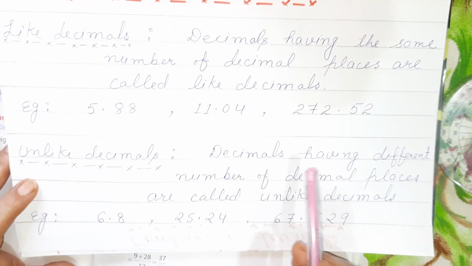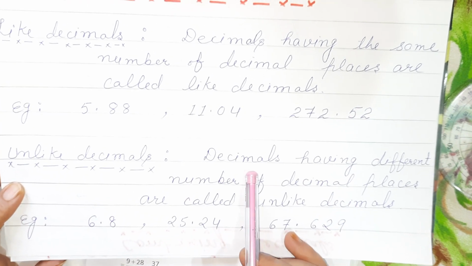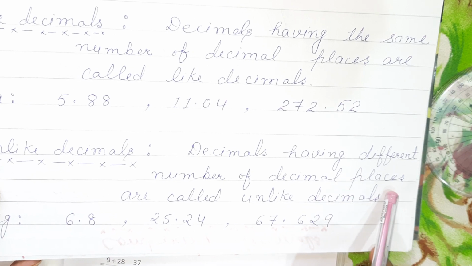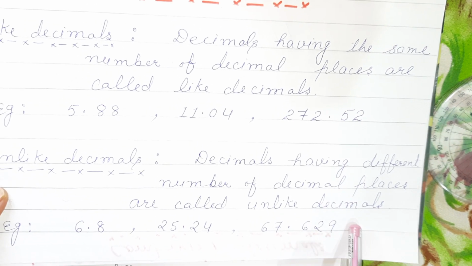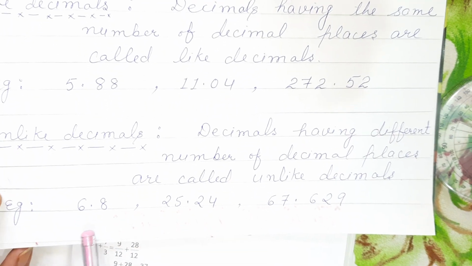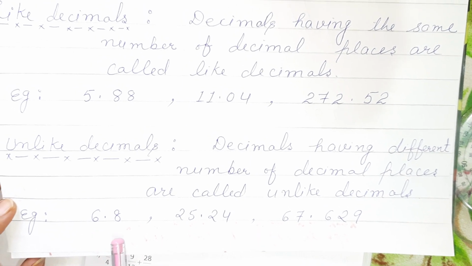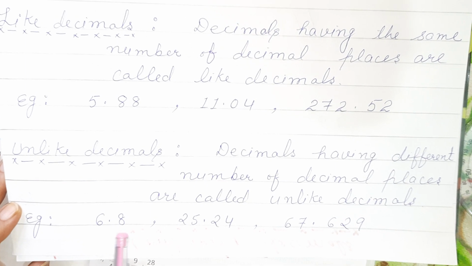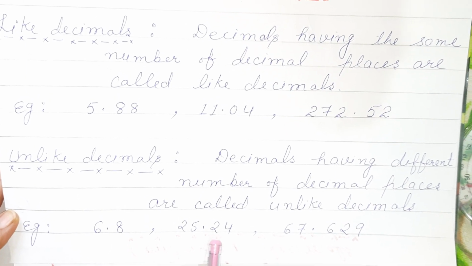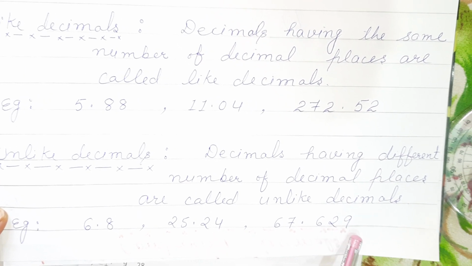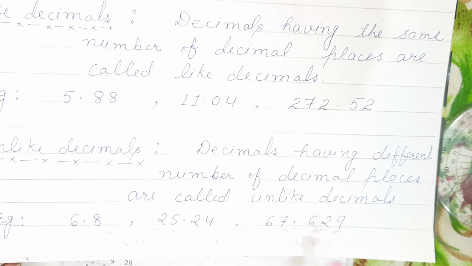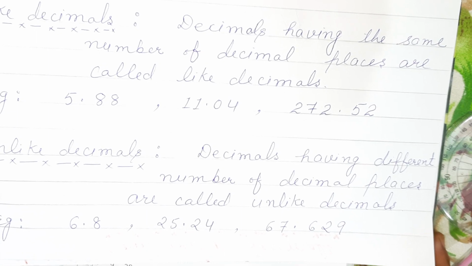In unlike decimals, decimals having a different number of decimal places are called unlike decimals. So in unlike decimals, the decimal places are different. See here, it is 1 digit, here 2 digits, here 3 digits. Every time it is different. Our decimal part is different. So these are unlike decimals.